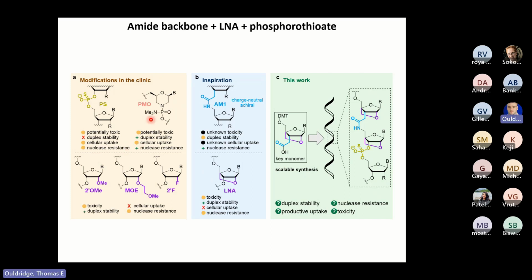So we wanted to look at these different backbones and compare them with an amide and a phosphorothioate. Now, the reason that we want phosphorothioates is very fundamental. When you look at oligonucleotides which are used in therapeutics, they always have phosphorothioate backbones. And the phosphorothioate backbone enables the oligonucleotide to bind to serum proteins, and that complex can get into cells via endosomes.